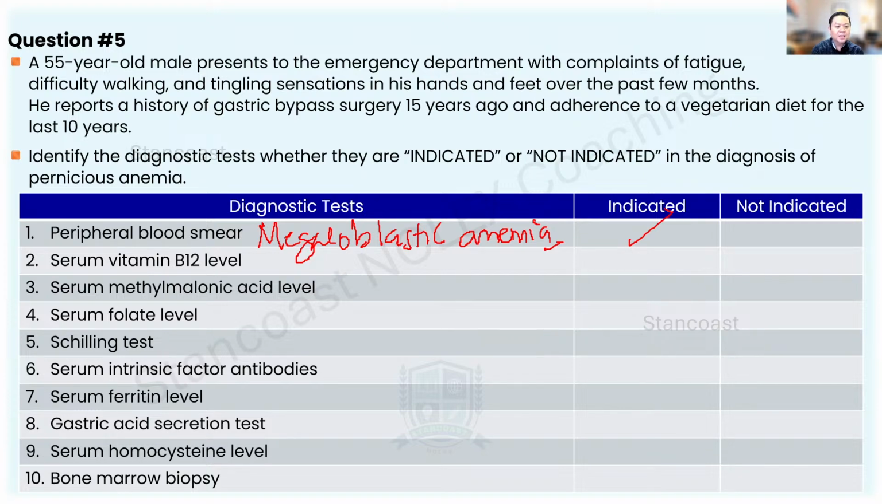Yes. What about number 2, serum vitamin B12 level? Serum vitamin B12 level. This is also going to be indicated, as we know that there is going to be a drop in the vitamin B12 level less than 150 picograms per ml. So that is going to help the diagnosis of the vitamin B12 deficiency. All right, less than 150 picograms per ml.